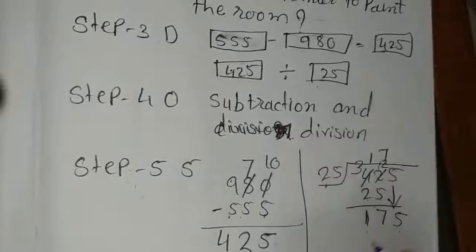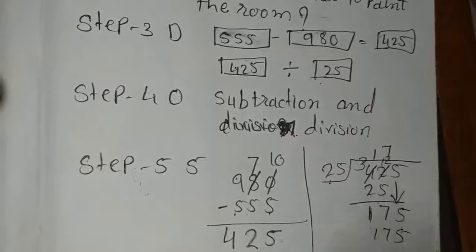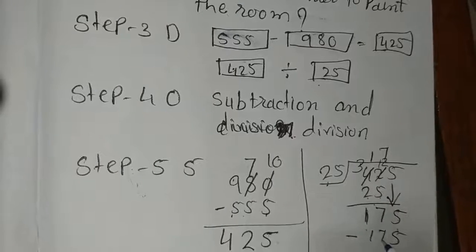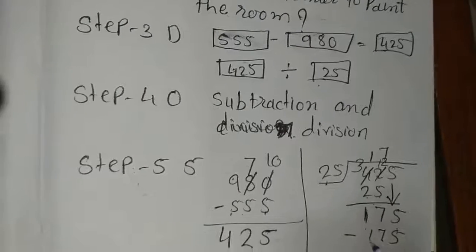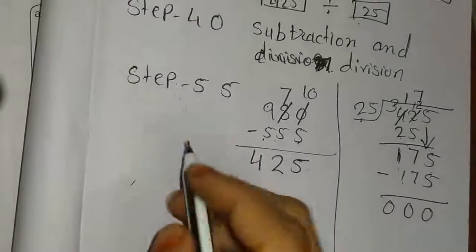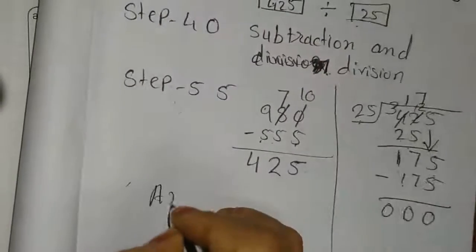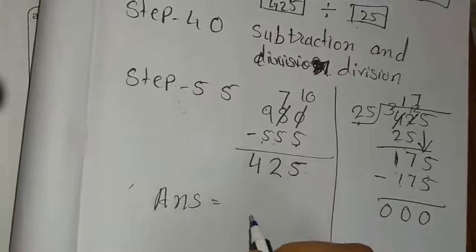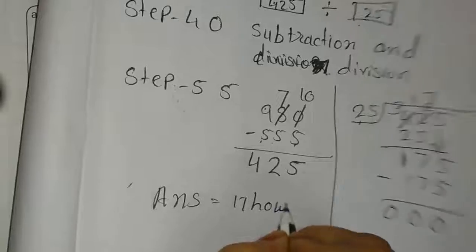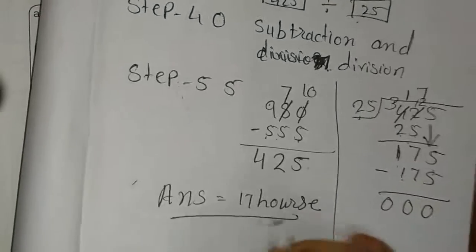25 sevens are 175. So students, 5 minus 5, 0. 7 minus 7, 0. 1 minus 1, 0. So the answer is equal to, we have to write the answer here. Answer is equal to 17 hours. How many hours? 17 hours. Okay students, now this one you have to write in your maths notebook.